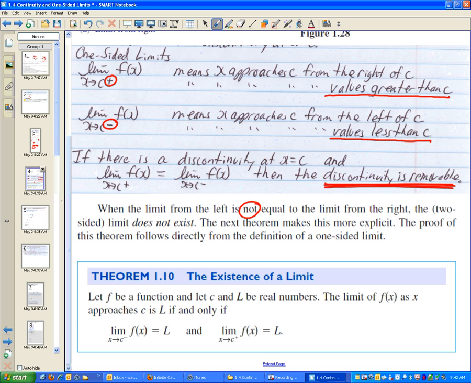Let f be a function and c and L be real numbers. The limit of f of x as x approaches c equals L if and only if the limit of f of x as x approaches c from the left equals L, and the limit of f of x as x approaches c from the right equals L.